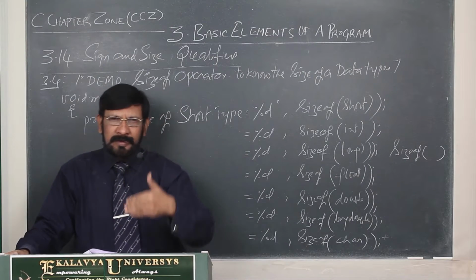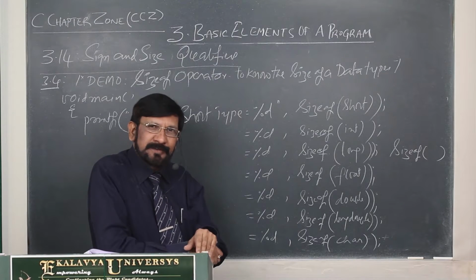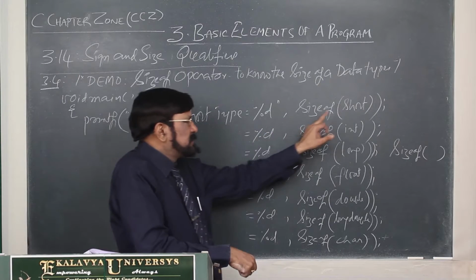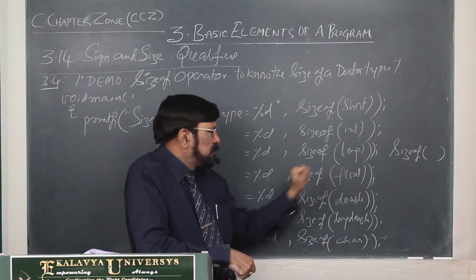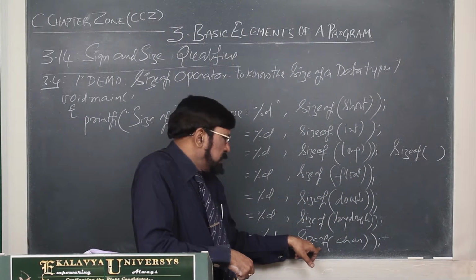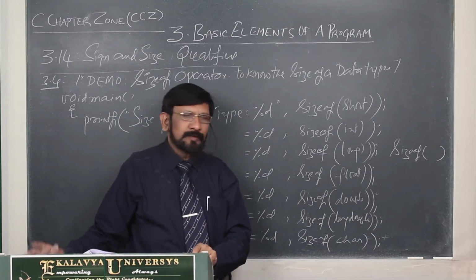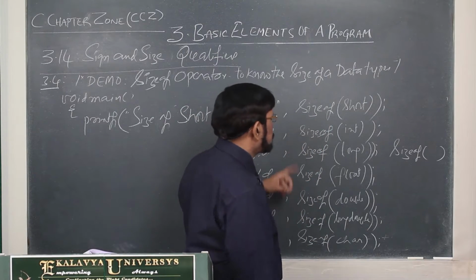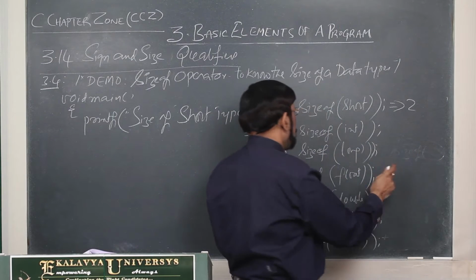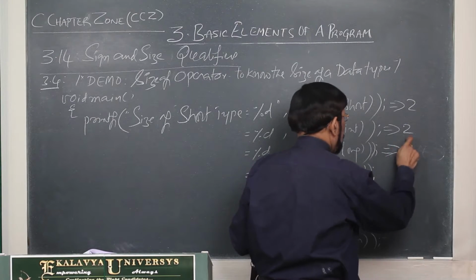While working on a program, you want to know the size. Size means number of bytes of a particular data type. Then the simple way is you write sizeof short, sizeof int, sizeof long, sizeof float, sizeof double, sizeof long double, sizeof char. When you write that, you can retrieve the size in bytes. Now sizeof short, I told you, is 2. Sizeof int is also 2. Sizeof long is 4.